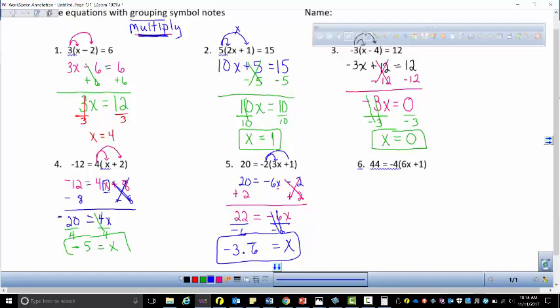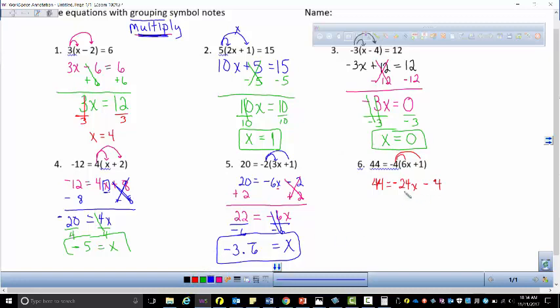Okay. Now, let's try one more. So again, my parentheses are over here. So I'm going to say 44 equals, now I have to multiply. 4 times 6 is 24x. I have one signal, so it's negative. Then I take 4 times 1 is 4. I have one signal, so it's minus.